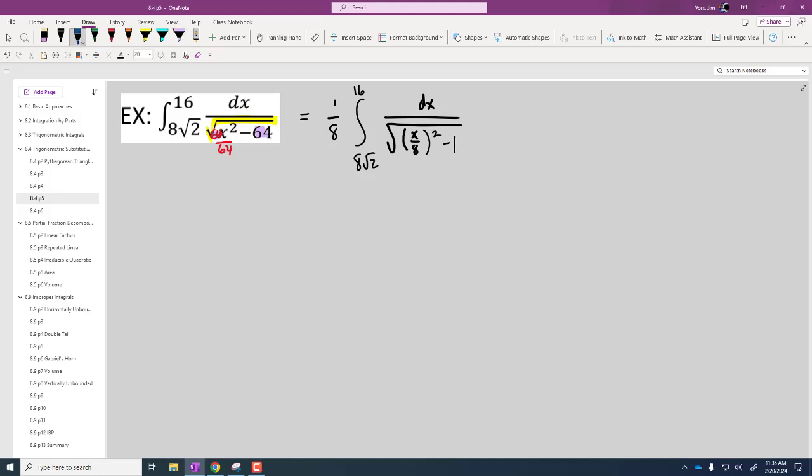And then we say to ourselves, sine, secant, or tangent. We have a difference of squares with a trailing 1. Difference of squares with a trailing 1 is secant. So that x divided by 8 is going to be equal to secant of theta. Differentiate both sides. That'll give us a 1/8 dx is equal to secant theta tangent theta d theta. That is all we need to substitute.